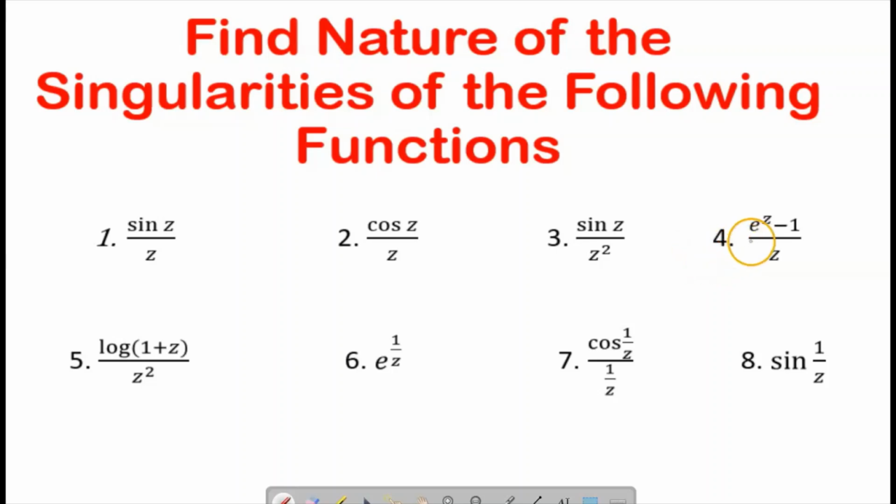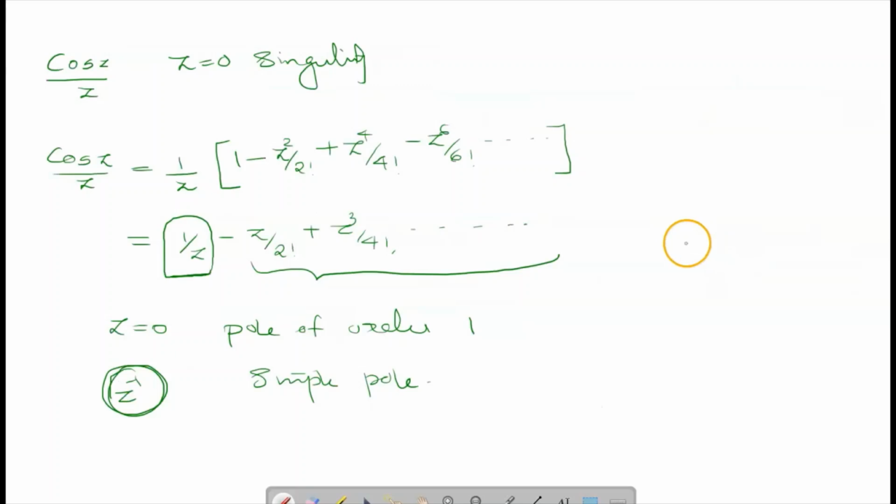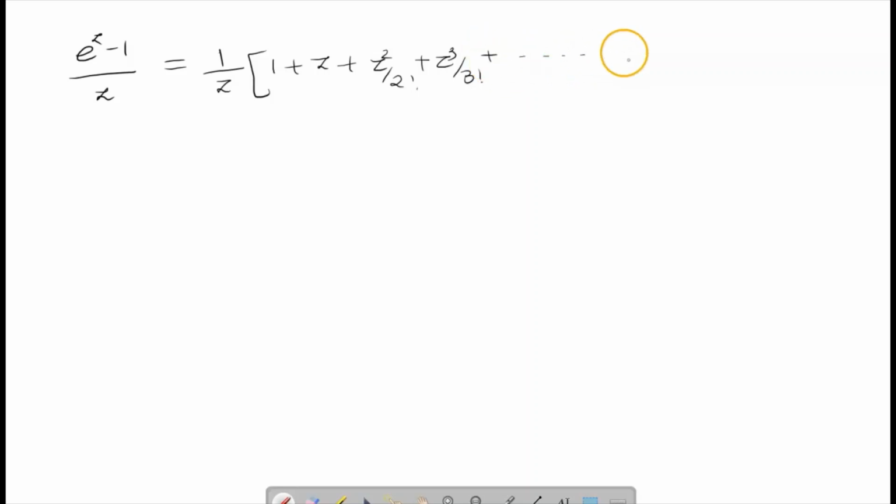Now, the fourth function, e raised to z minus 1, divided by z. Let's expand the series. So, we know that with 1 by z outside, e raised to z is 1 plus z square by 2 factorial, z cube by 3 factorial, plus etc., minus 1. There is a minus 1 here. So, 1 minus 1 cancelled.